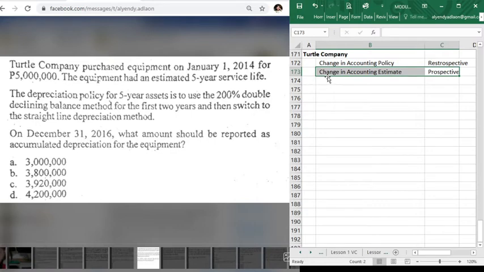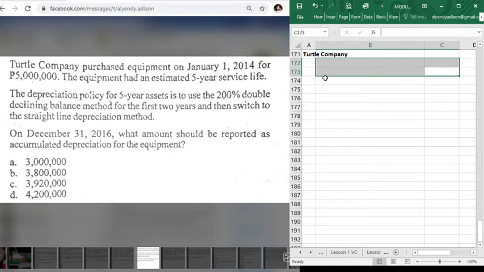So what we will do is update the carrying amount of our assets now based on the old depreciation method, and then compute it anew based on the new depreciation method. That would be prospective in treatment. Now, for this problem, the asset was purchased for 5 million. The estimated service life is 5 years. For the first 2 years, they used double declining, and then they switched to the straight line method.